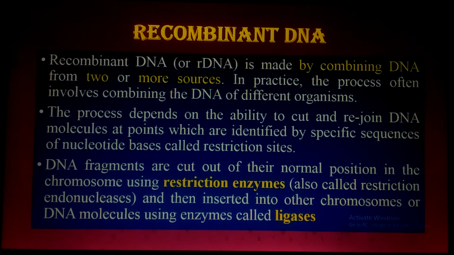So recombinant DNA is made by combining DNA from two or more species or sources. In practice, the process often involves combining the DNA of different organisms. The process depends upon the ability to cut and rejoin. Is it clear? So the first step is cutting the desired gene and then rejoining it into another. This produces the recombinant DNA.